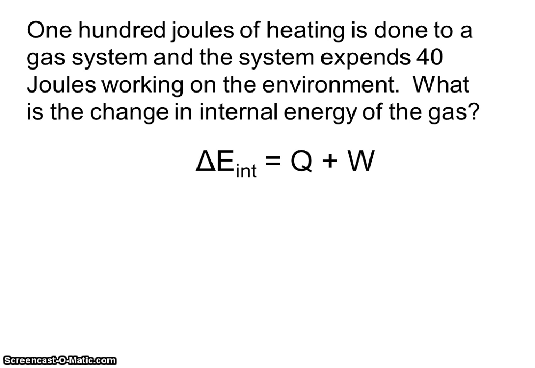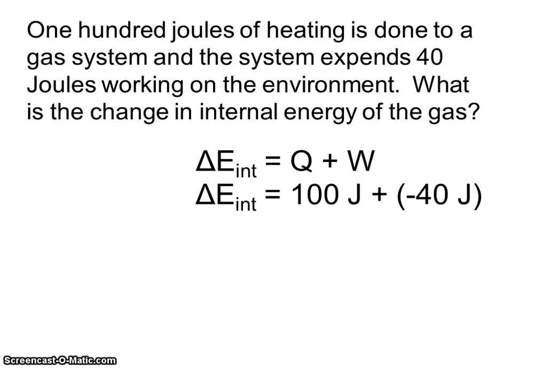And it says 40 joules of working on the environment is done by the gas. So the system expends 40 joules of working on the environment. So that's going to be a negative 40. The gas is expanding. It's losing energy through working. And we need to figure out the change in internal energy of the system. So it's going to be 100 joules plus negative 40 joules. That would be 60 joules.